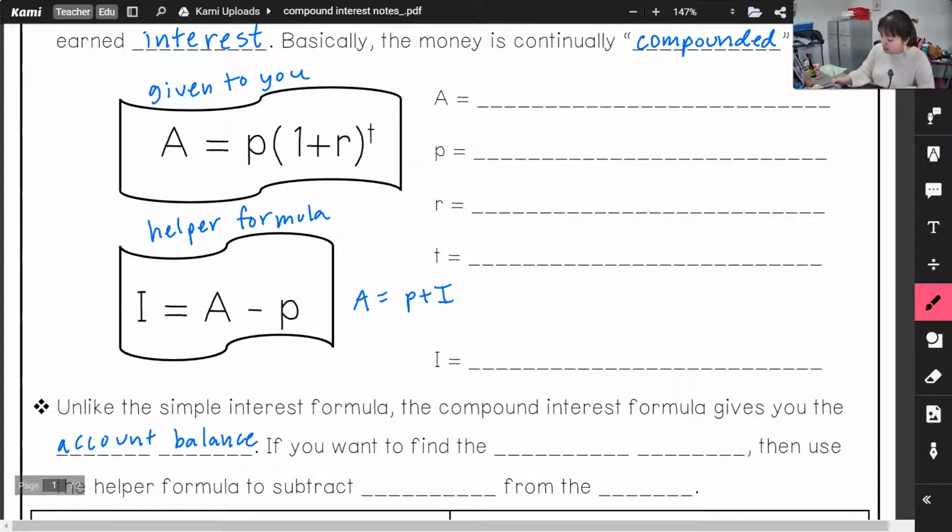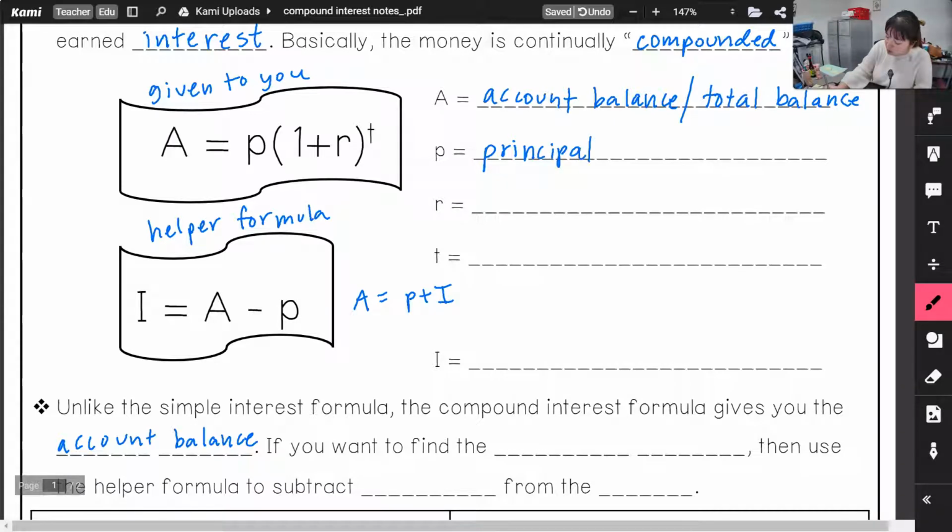Now, it uses all the same letters as simple interest. Okay, so let's just fill this out. A is account balance. Account balance. This is also total balance. So if you see the word account or total, those are all keywords for A, all right? P is the principal. Even though it's principal, the number one word you're going to see is deposit.